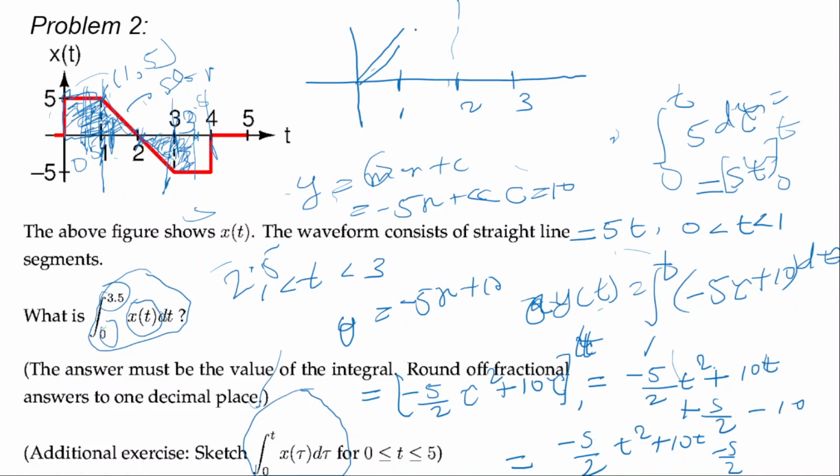As we can see from this equation, the coefficient is negative, so that means this is a downward facing parabola. So this will be a downward facing parabola, symmetric around 2.